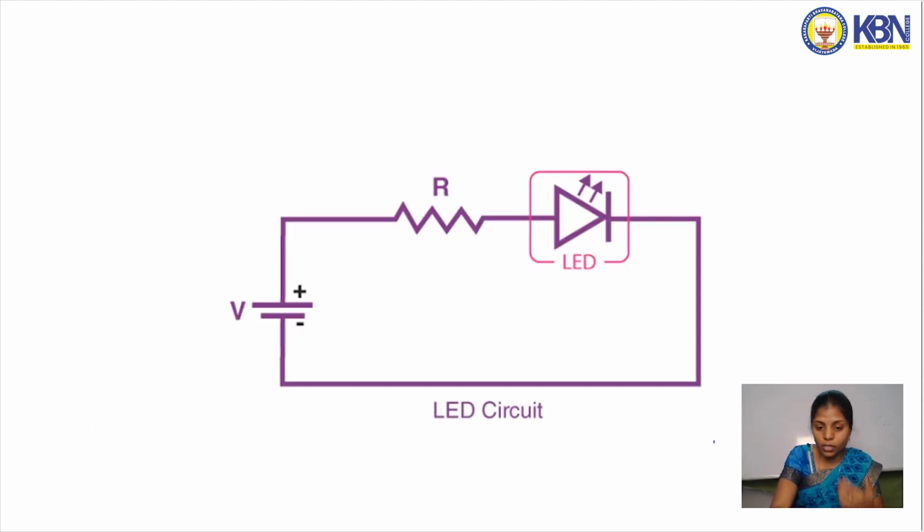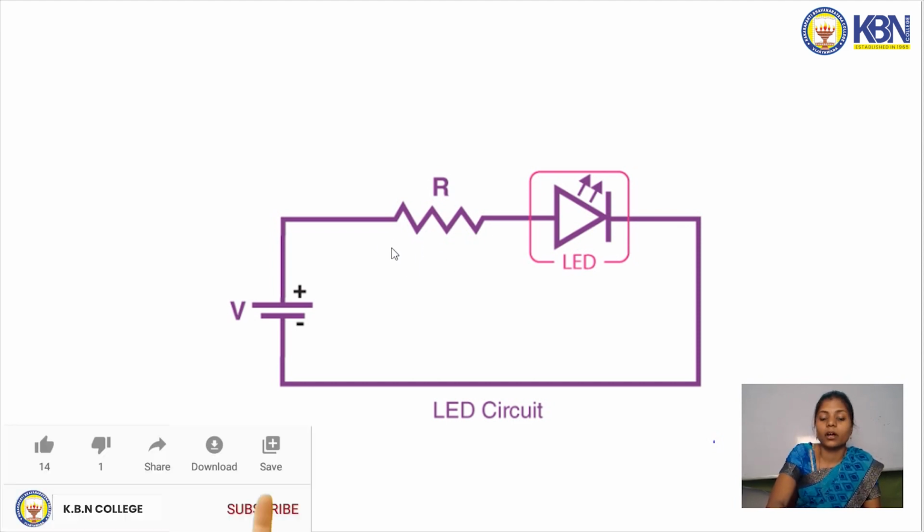This is the symbol or circuit for the LED. Here we are giving a supply voltage, which is connected to the resistor, and this resistor is connected to the LED. Why are we connecting a resistor? In order to oppose the current flow and protect the LED from unwanted currents. So we are using a resistor over here.